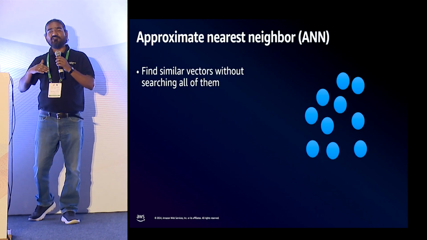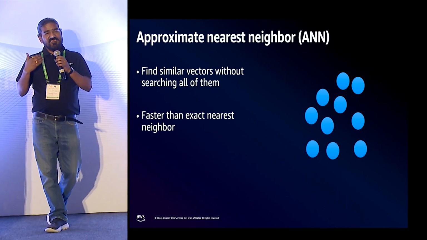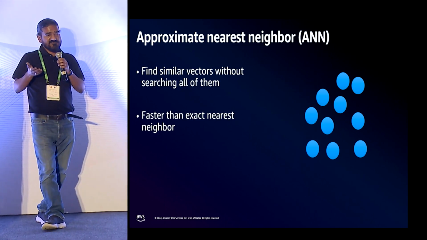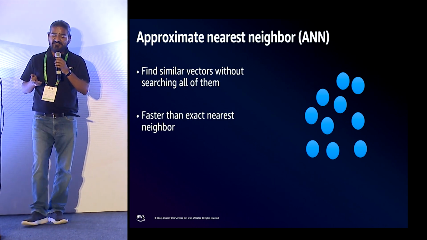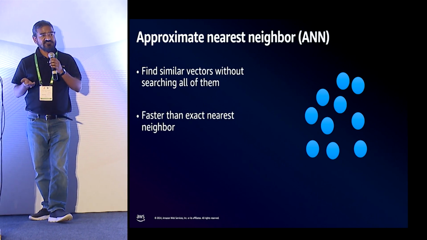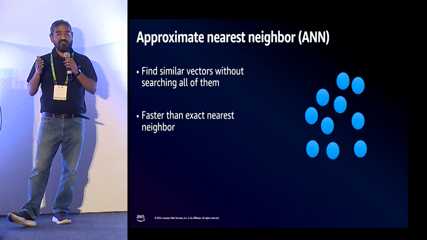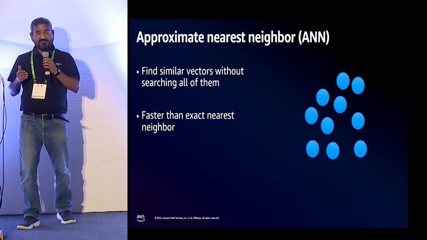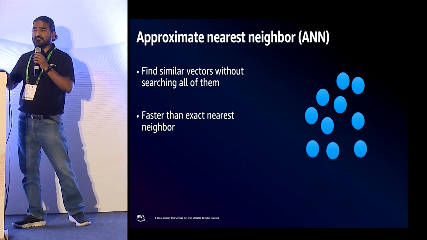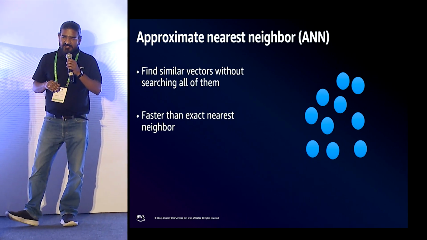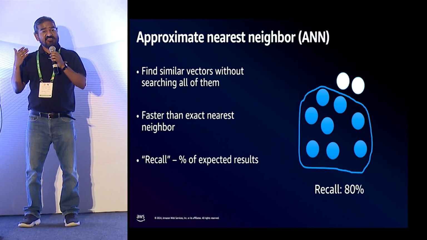When we are not comparing all the vectors, it means we are approximating something. Maybe these many things are very close to each other. This is called the approximate nearest neighbor: finding the similar vectors or similar words without comparing all of the vectors, which will be faster because I have less data to compare and less work to do. Now, when we are not comparing all of them, it's approximate.